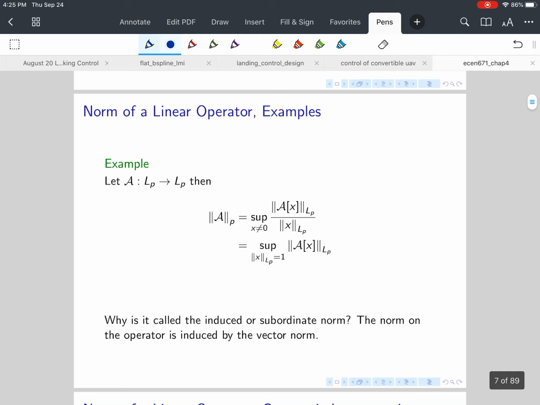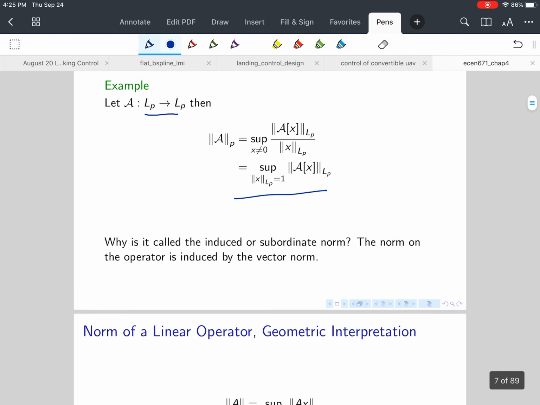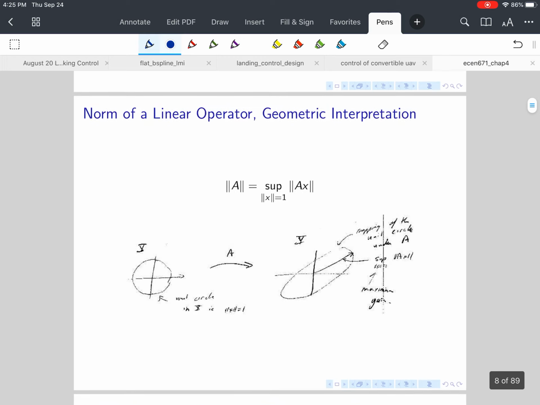If A is a function space from LP to LP, then we can define things in terms of the P norm. And we don't necessarily have to have an inner product. So it's the induced or subordinate norm, and the norm is induced by the vector norm. So again, the geometric interpretation, over here in my X space, I have the unit circle.